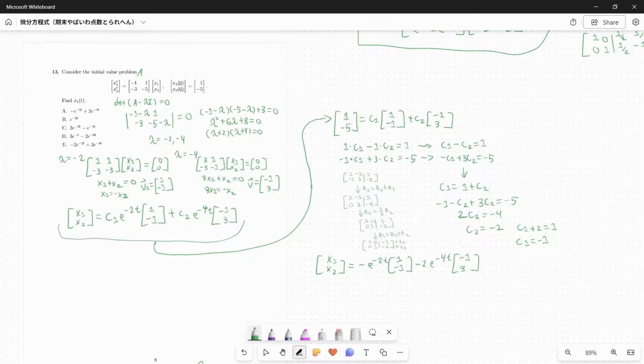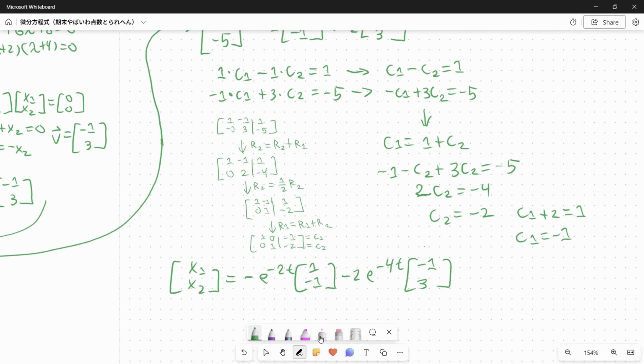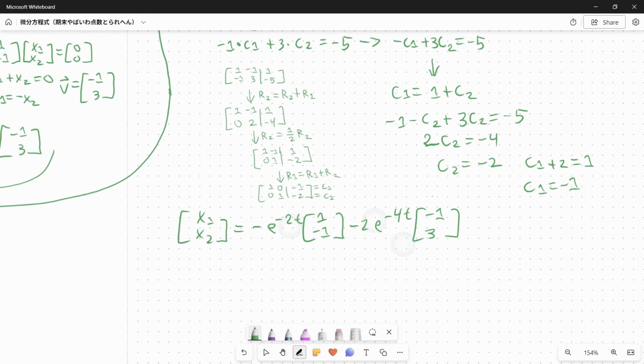And the question is asking us to find x sub 1 of t. So that's just going to be the top row of our vectors. So all you have to do is just distribute these e terms with the top numbers of our vector. So we can say that x sub 1 is going to ultimately be equal to negative e to the negative 2t plus 2 times e to the negative 4t. So this is going to be our final answer to this question.